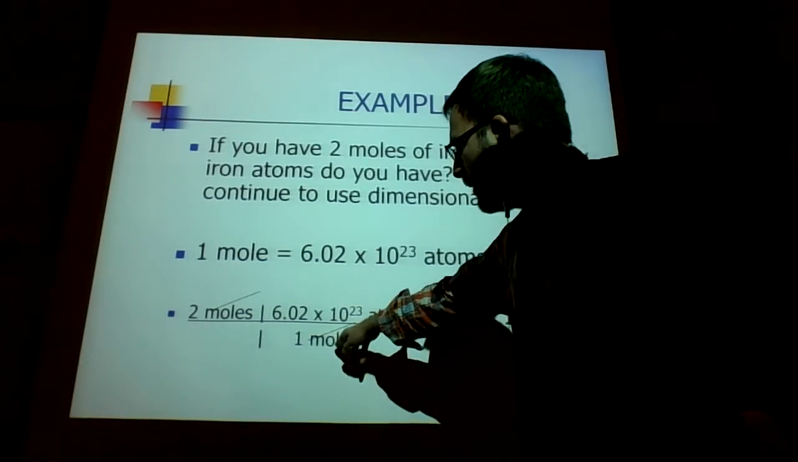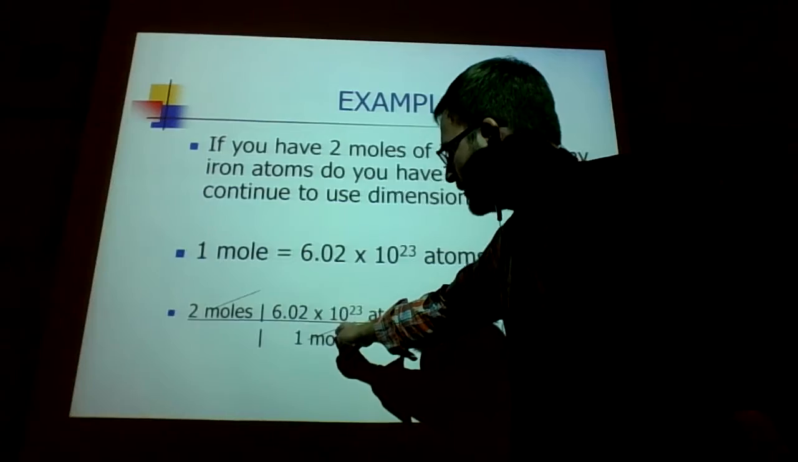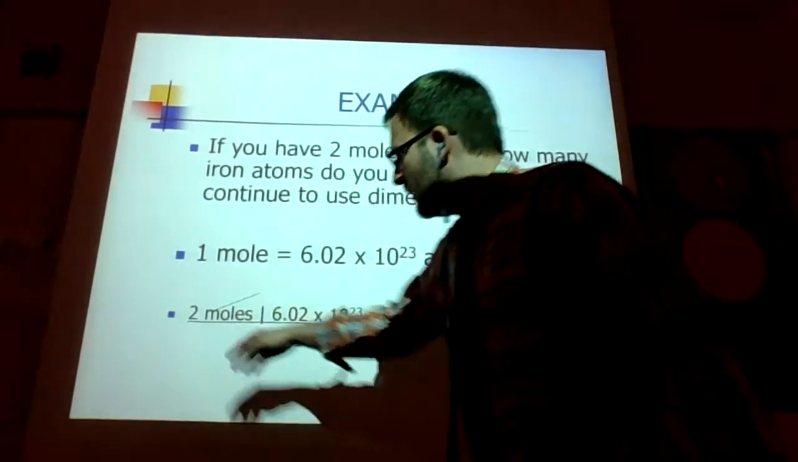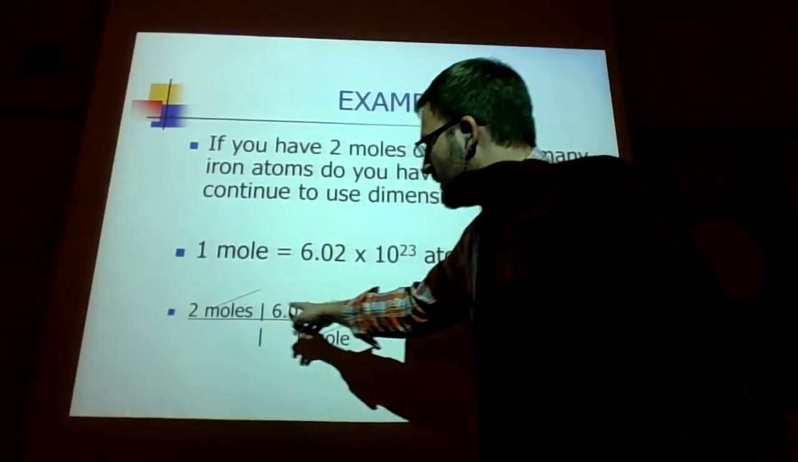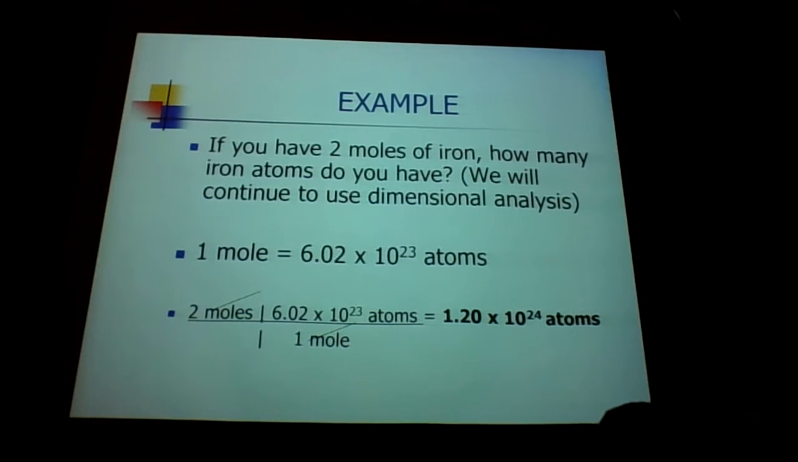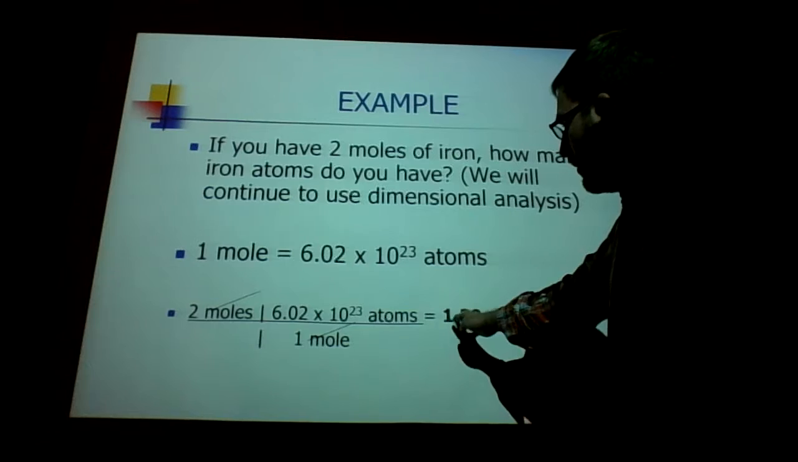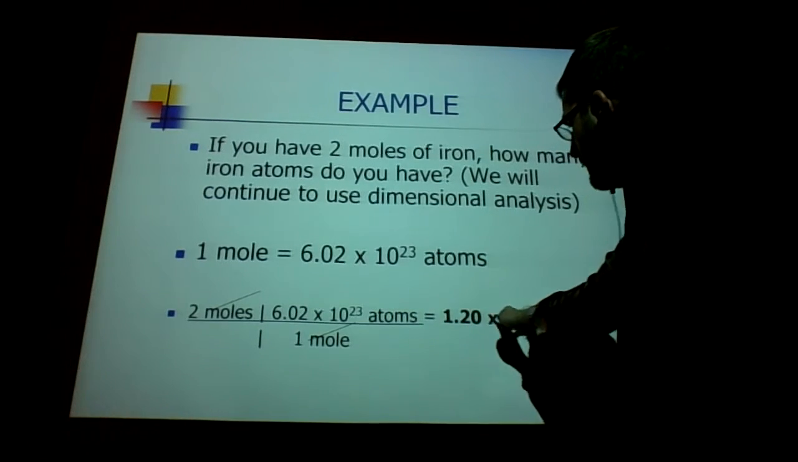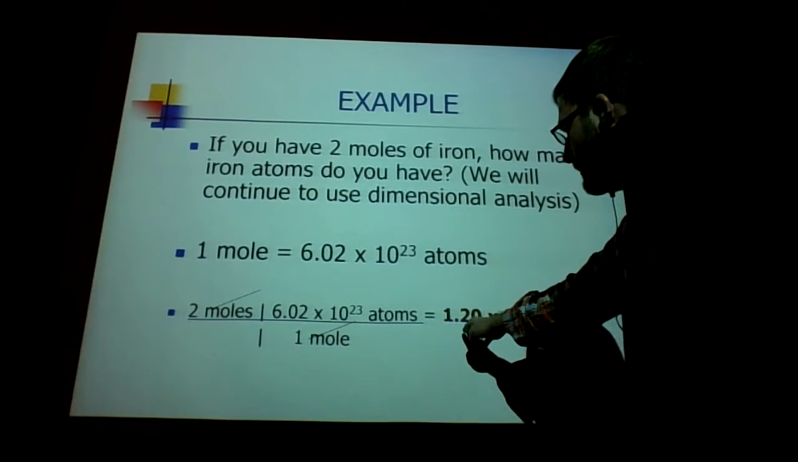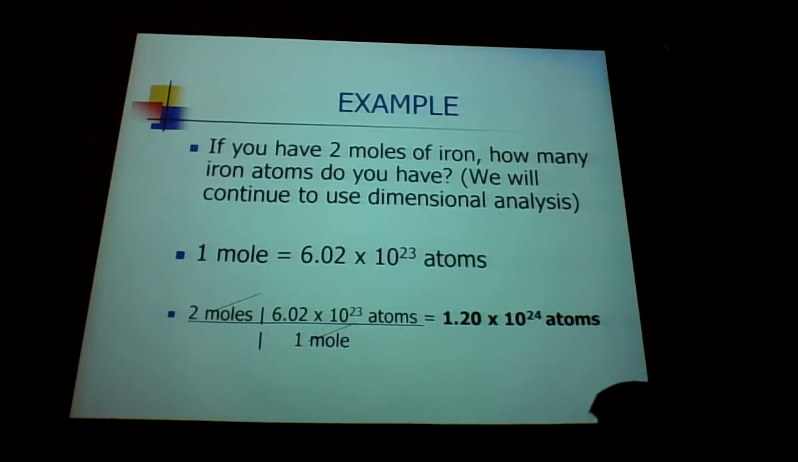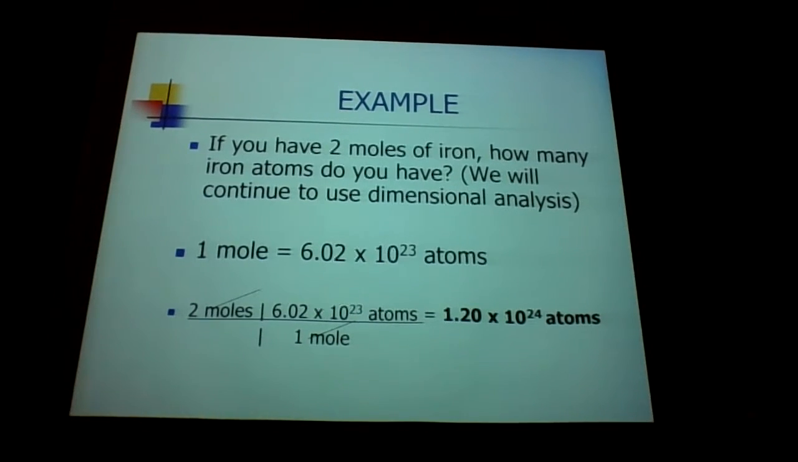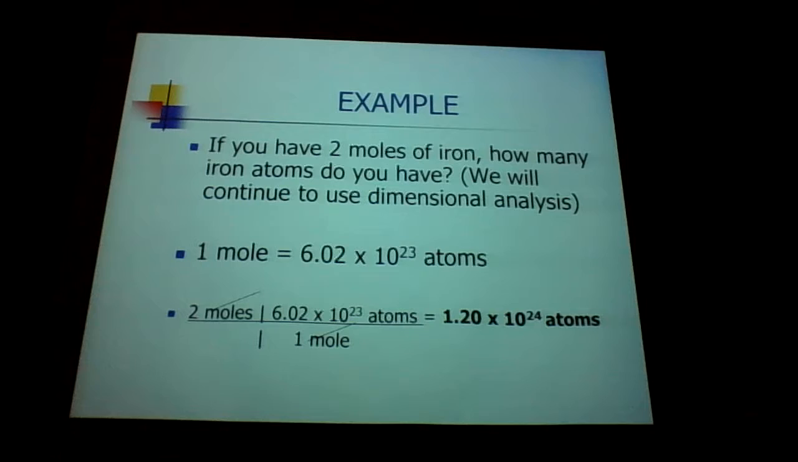So I have my 1 mole below the line of my fraction to cancel out moles. So that gives me 2 times 6.02 times 10 to the 23rd. If I multiply those together, I get 12 times 10 to the 23rd, but then I move the decimal over to the left, and that increases the amount of spaces. So now it's 1.2 times 10 to the 24th.